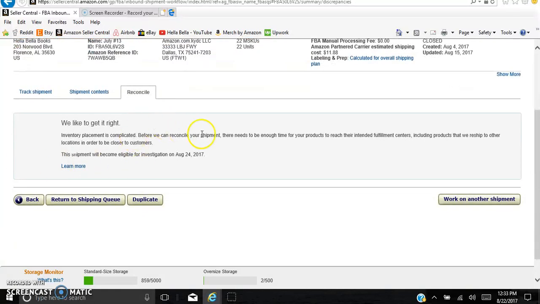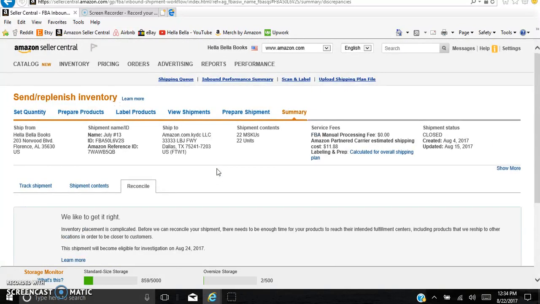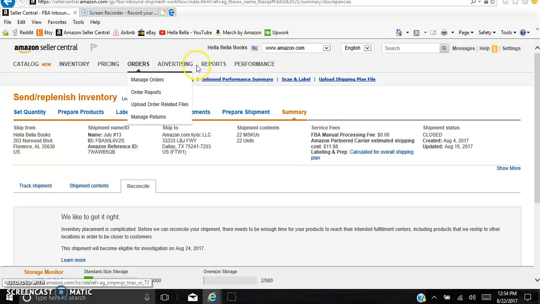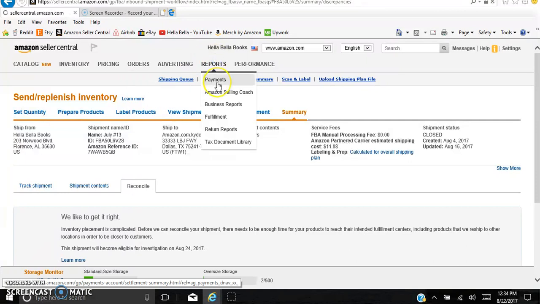Inventory placement is complicated. Before we can reconcile your shipment, there needs to be enough time for products to reach their intended fulfillment centers. So what happened in this case is that it looks like something is going to another fulfillment center, and it says that I can look into this as of August 24th if it's not resolved by then. But anyways, this is another tool. Let's go on over to reports and payments.